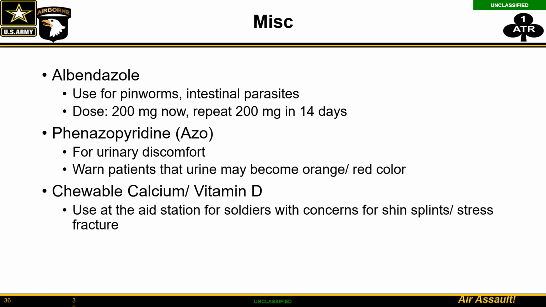Another medication is phenazopyridine, or Azo. You can typically buy this over the counter at the store. This is for UTIs. The biggest thing is we shouldn't just be giving this medication alone. If someone has the symptoms of a UTI, we need to make sure we're actually treating the UTI, but this can make them feel a little bit better in the meantime. But you want to warn them that it will turn their urine bright orange or red.